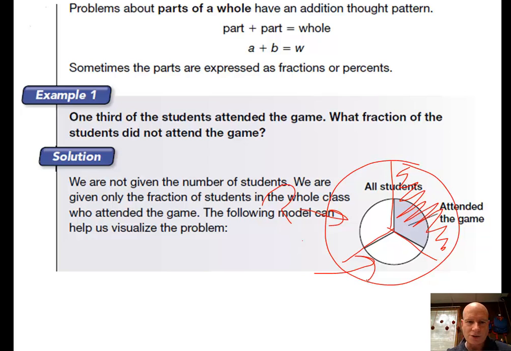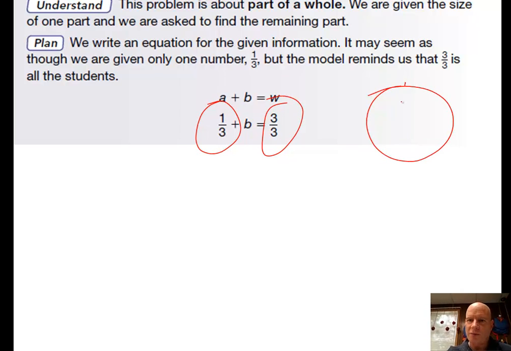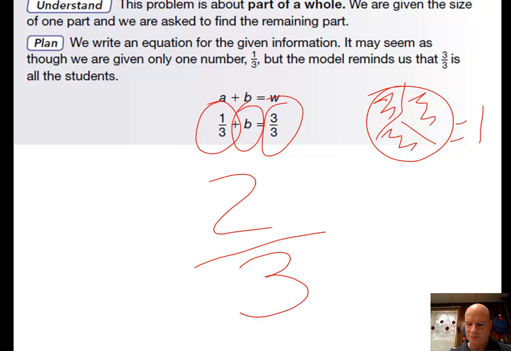We're not given the number of students, so we're given the fraction of students in the whole class, and they've done the same thing here. They've drawn the same pie chart that I did, breaking it up into thirds. The way we solve that is we take the part, which is the 1/3, and we know the whole is 3/3, or 1. When we break it up into thirds, doesn't 3/3 also equal 1, or the whole? Sure it does. So all we have to do is find this missing part here, and we all know that missing part is 2/3.